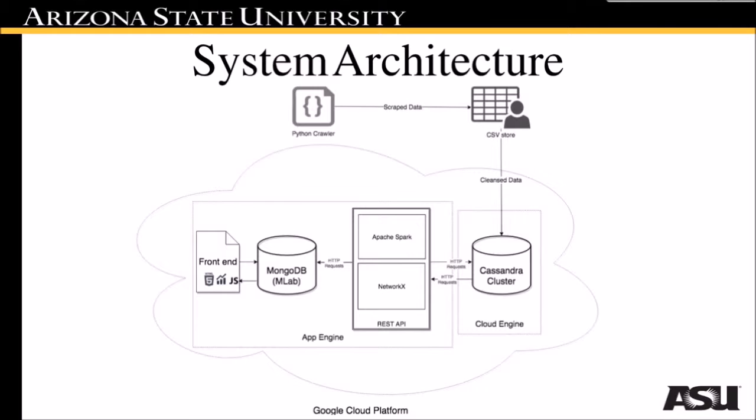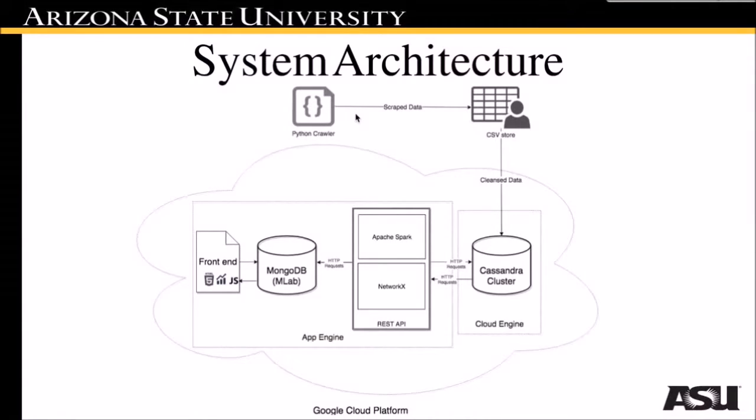Coming down to the system architecture, SNA for Slack consists of multiple components which are distributed in the cloud and outside the cloud. So to begin with, we have a Python crawler. The reason why we need to create a Python crawler is because the raw data that we required for this application was not available readily for us. So we created the Python crawler, which would extract the required data from publicly available Slack archive channels.